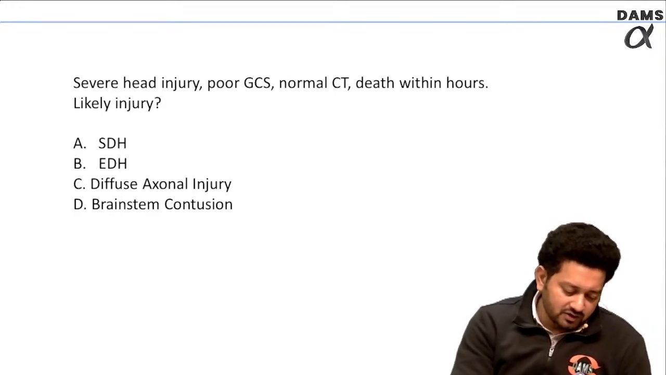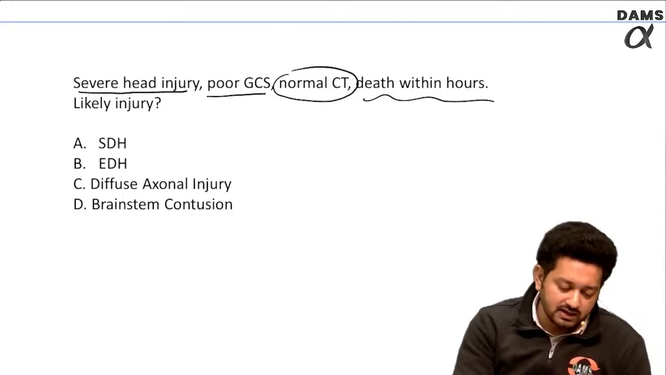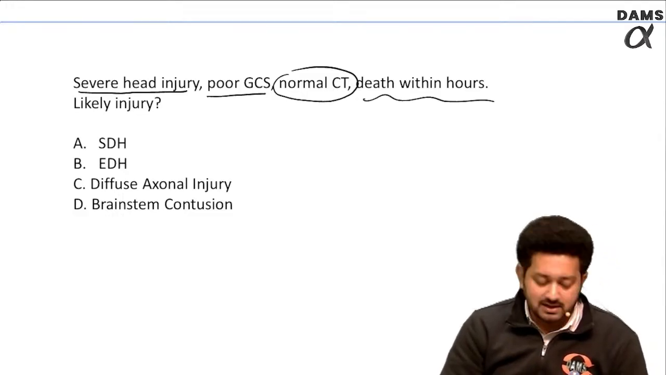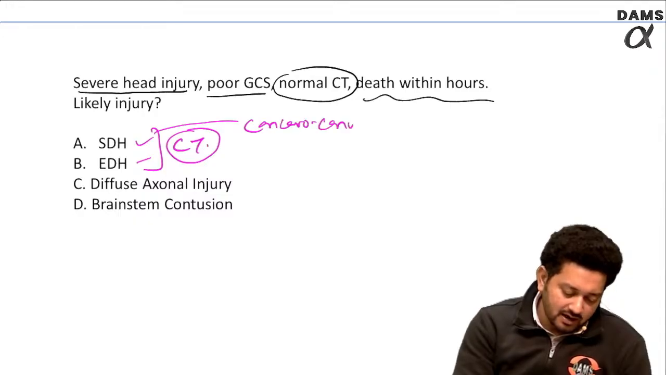There was a question about some severe head injury, the GCS was poor, and the CT is normal, and the patient died in the next few hours. What is the likely injury? See, EDH, SDH, there are definite CT images. Concavo-convex hyperdensity, biconvex hyperdensity.